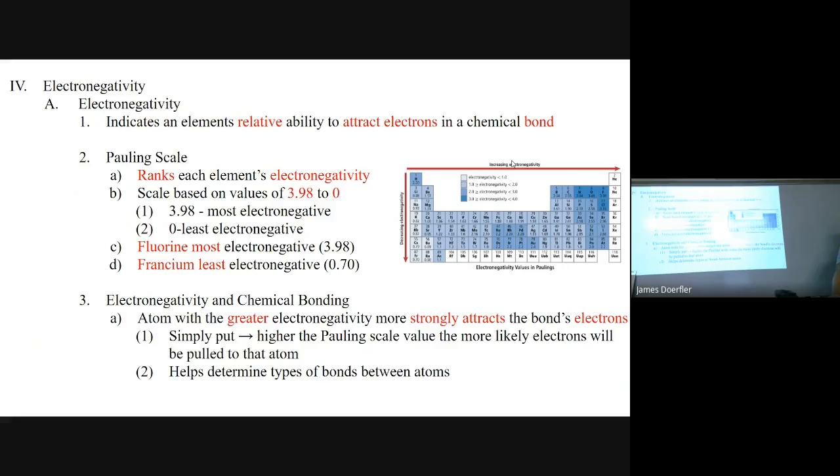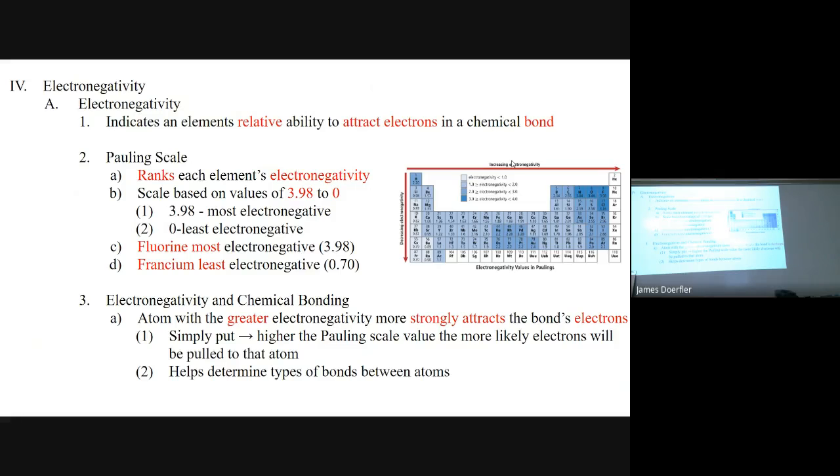So, the last topic, or trend, that we're going to talk about is electronegativity. Okay. Now, this is essentially the opposite of ionization energy. Electronegativity is a measure or an indication of an atom's relative ability to attract electrons. And so, if you are a nonmetal, you're going to have a pretty large measure of electronegativity.